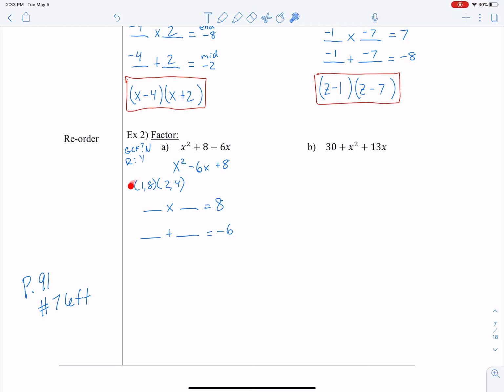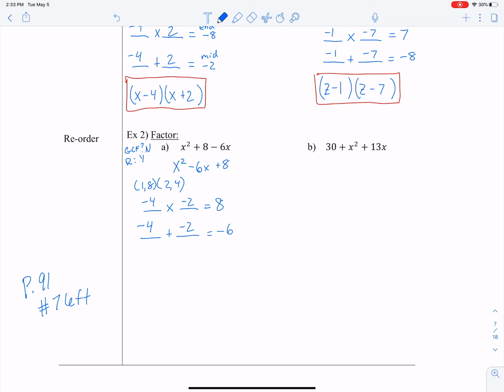There's no way of combining 1 and 8 to be minus 6. We're going to have to use 2 and 4. So we want to get to negative 6, so we're going to have negative 4 and negative 2. And if we look at that, that would add up to minus 6. And then whatever we write on the bottom, we need to write the same thing on the top. Minus 4 times minus 2 would give us a positive 8.